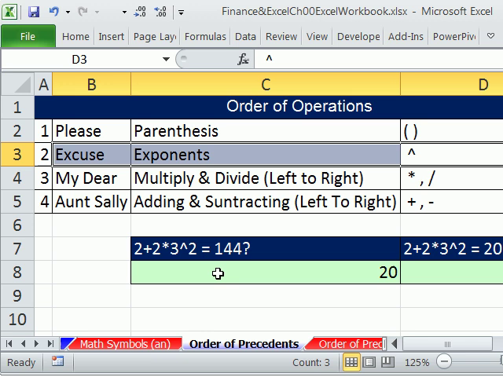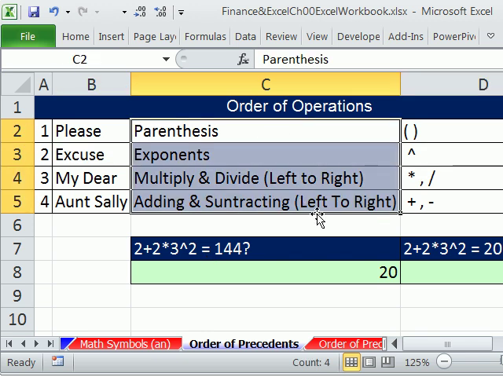And then we do multiplying next. Well, 2 times 9 is 18. And then finally, we do our plus and minus. 18 plus 2 is 20. So sure enough, Excel gave us the right answer because Excel knows this order of operations. Now, sadly, many Americans don't know order of operations. So here's the deal. There's only 4 things, so go and memorize it.